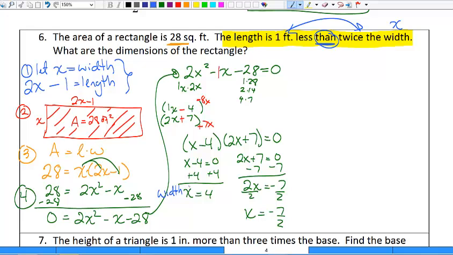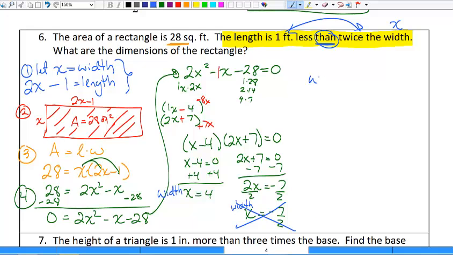Well, do you see a problem with one of those? Have you ever known a width to be a negative number? No. Widths are not negative, so we're going to cancel that value out. That doesn't actually even make sense. Please note that I'm not canceling that out because it's a fraction. I'm canceling it out because there's no such thing as a negative distance.